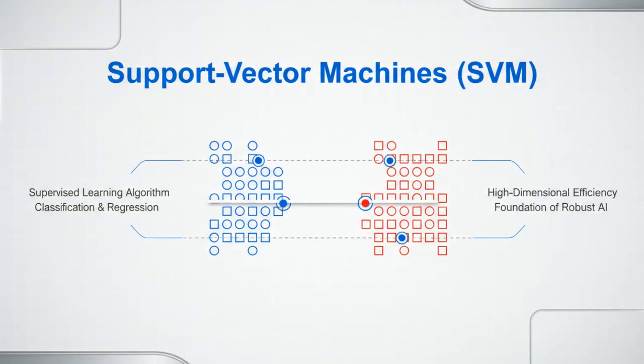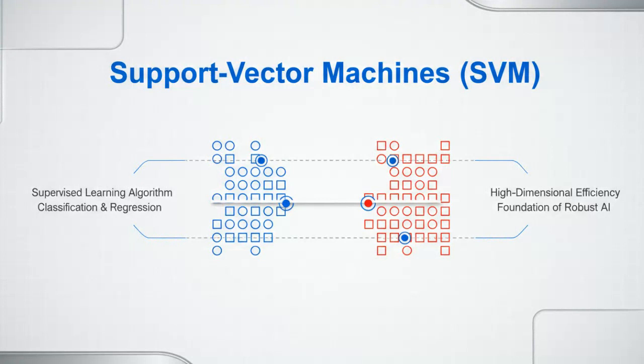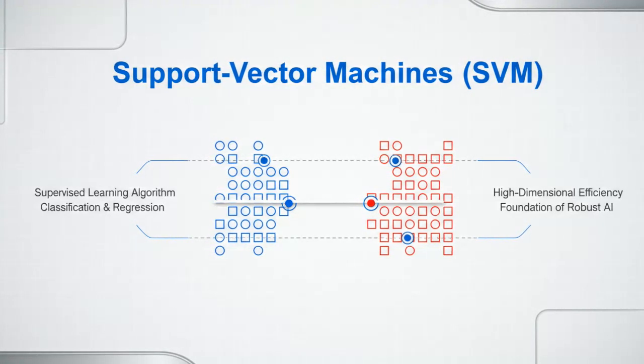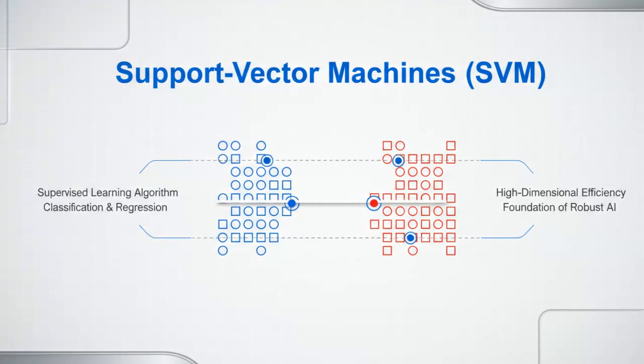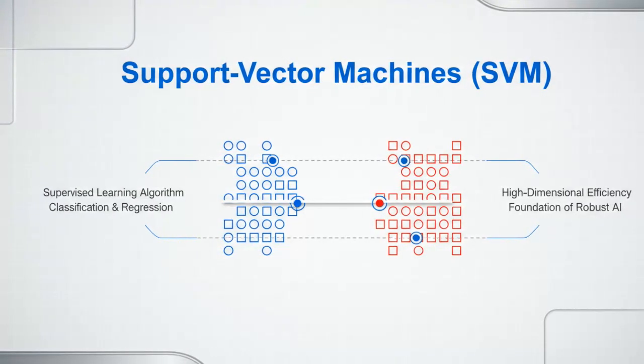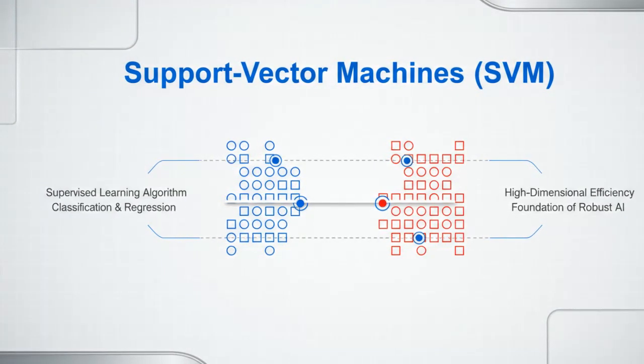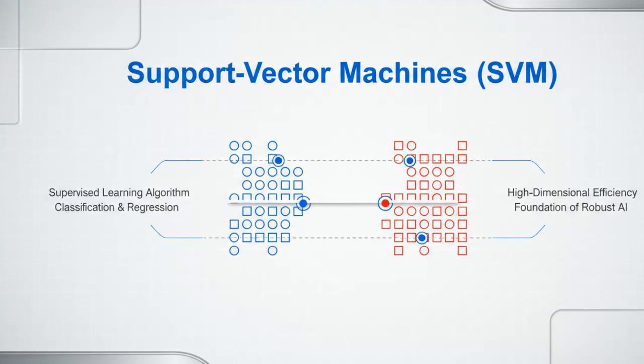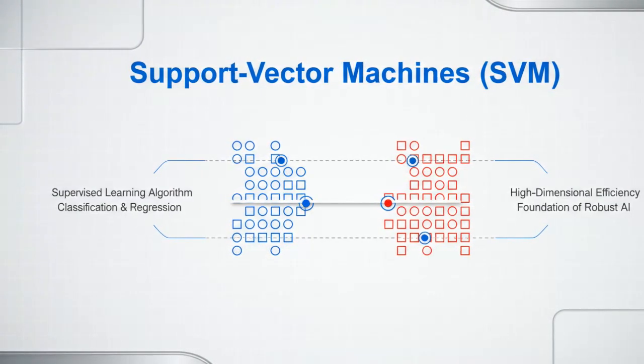Today, we will explore how they define boundaries, manage complex datasets through the kernel trick, and scale within modern infrastructures. Whether you are building a recommendation engine or a facial recognition system, understanding the geometry of SVMs is crucial for optimizing model performance and computational efficiency.